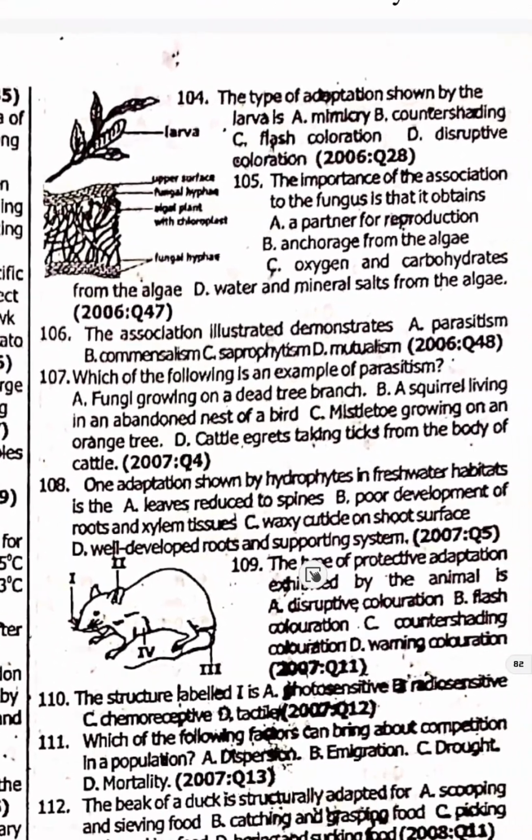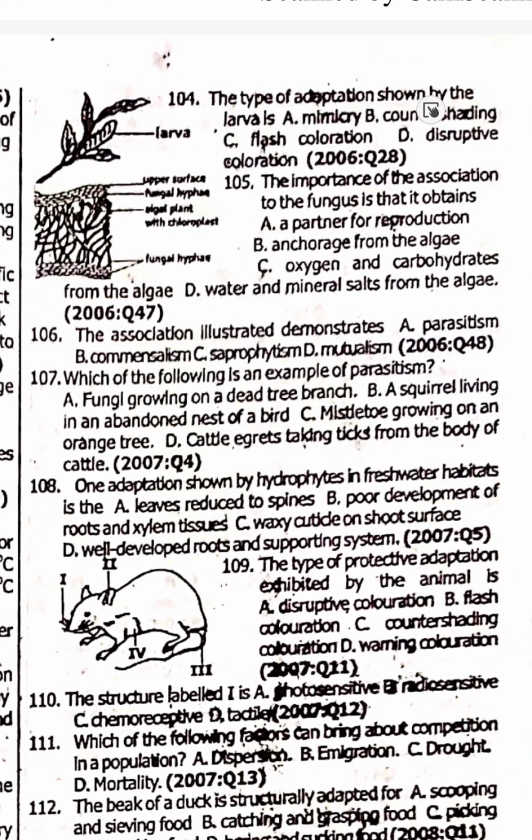Number 104. The type of adaptation shown by the larva is mimicry. Option A. 105. The importance of association to the fungus is that it obtains oxygen and carbohydrate from the algae.